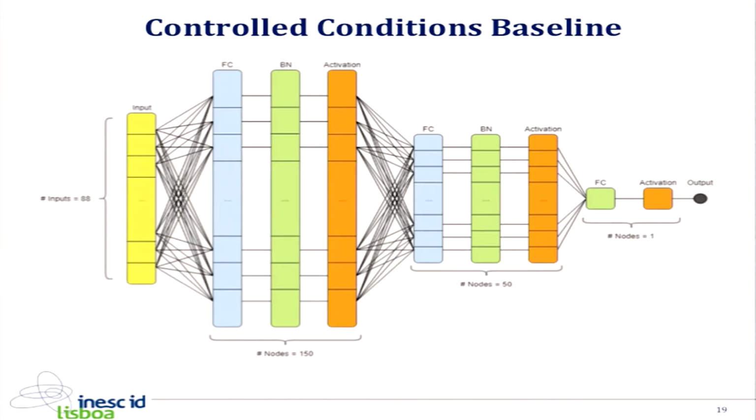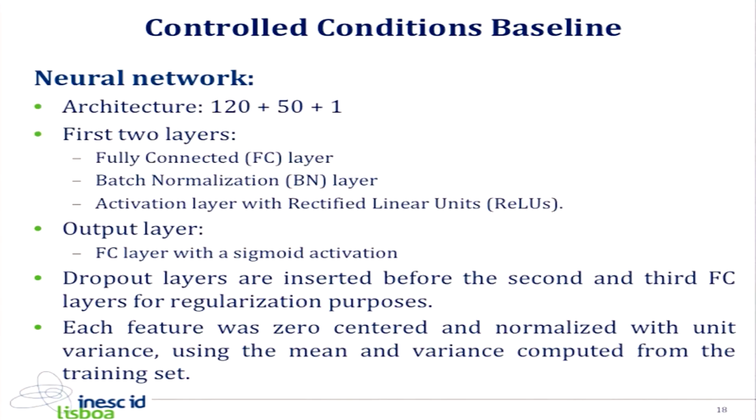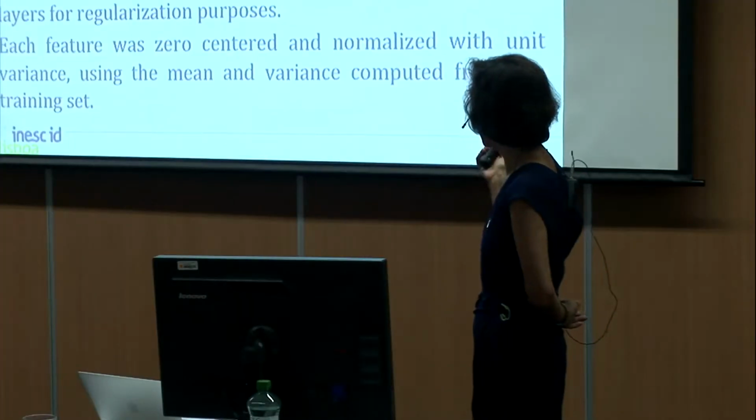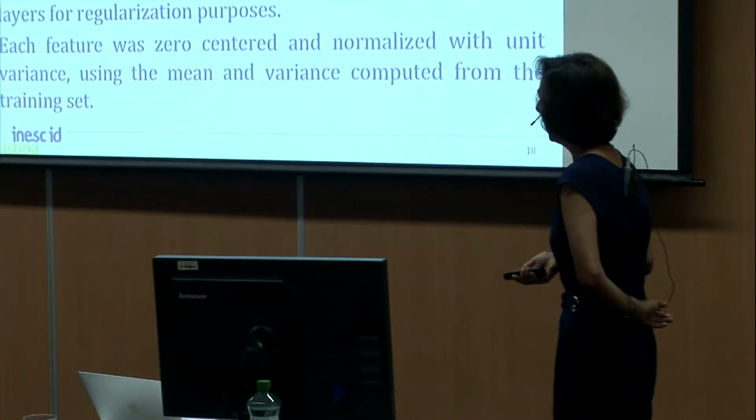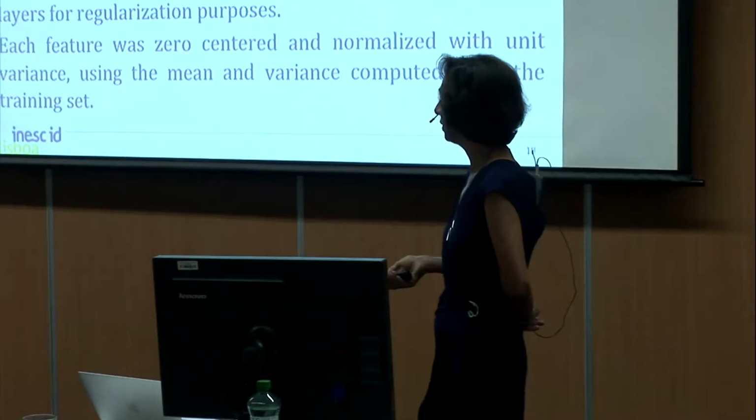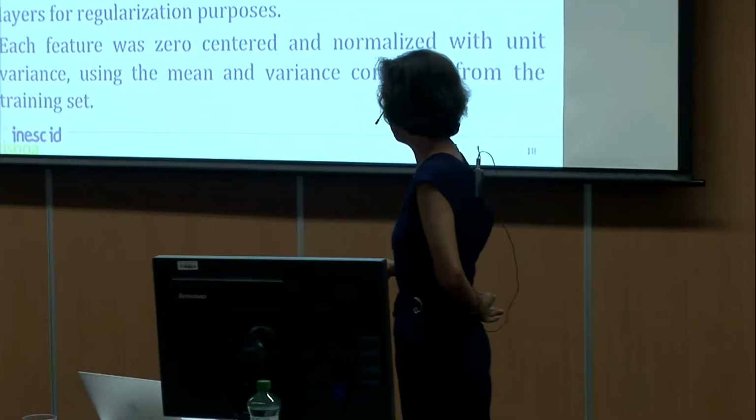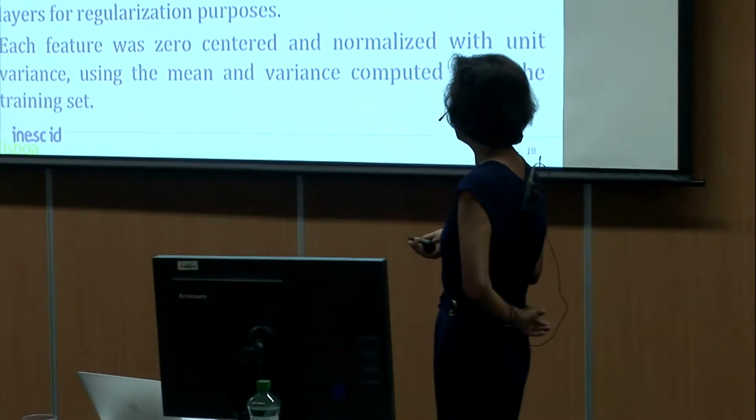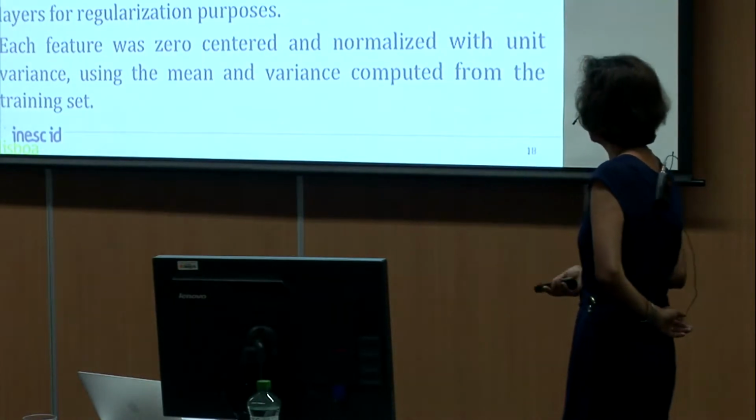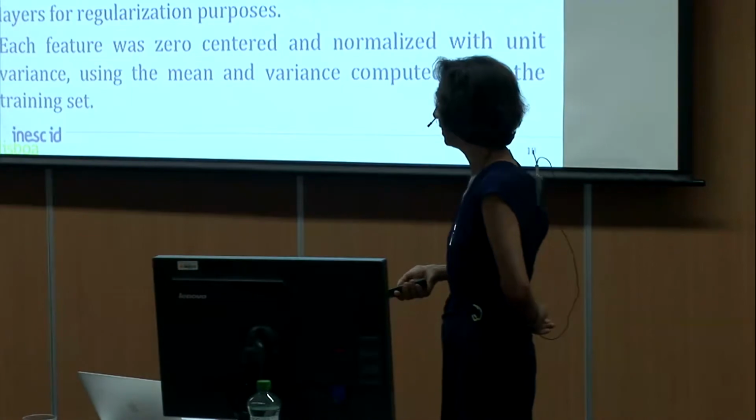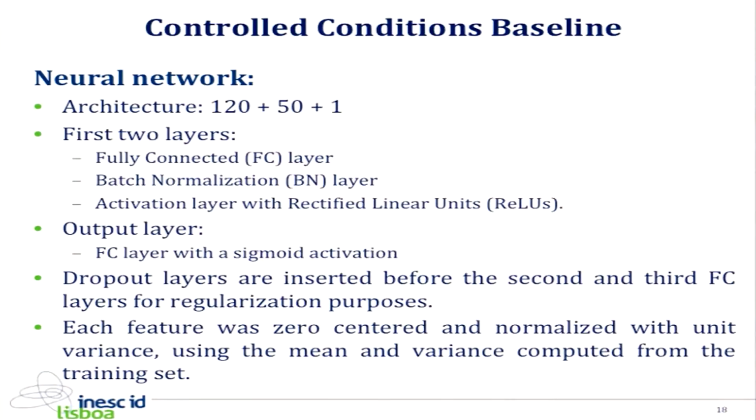As a classifier, we also chose a very simple neural network with an architecture of 120 units in the first layer, 50 in the second layer, and of course the output layer. The first two layers share the same architecture: a fully connected layer followed by a batch normalization layer, and an activation layer with ReLUs, rectified linear units. The output layer is a fully connected layer with a sigmoid activation. We inserted dropout layers before the second and third fully connected layers for regularization purposes.